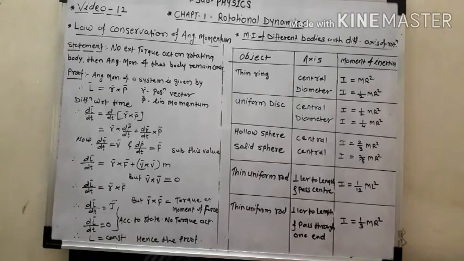In MCQs, you may be asked the radius of gyration of any body like the ring, disc, sphere, rod, etc. So you can give this radius of gyration, and this is also used in your numericals, and it is very important. In this way, in rotational dynamics, we can learn a lot of points, and this is the last one: moment of inertia of different bodies with different axes of rotation. And we end this chapter, rotational dynamics.